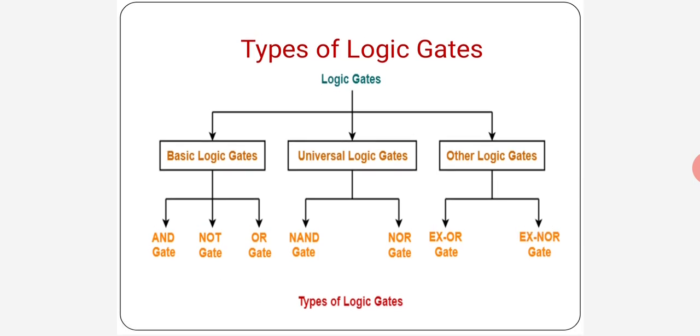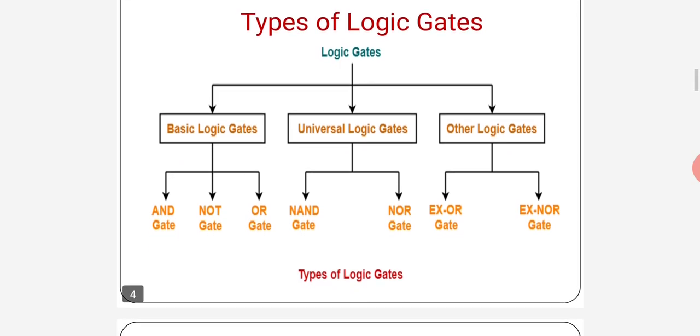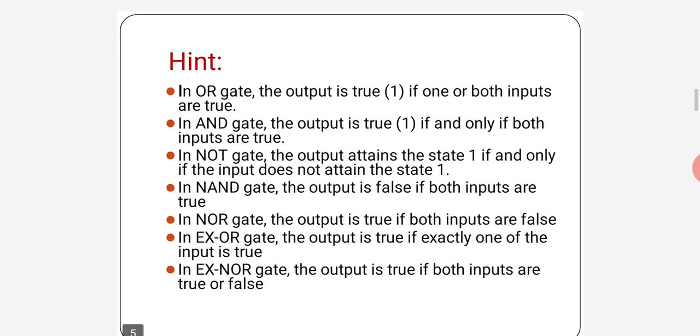Okay, so we have other gates. We have the exclusive OR gate and we have the exclusive NOR gate. So we'll be looking at some of the hints that will help us to draw the truth table for each of these gates.